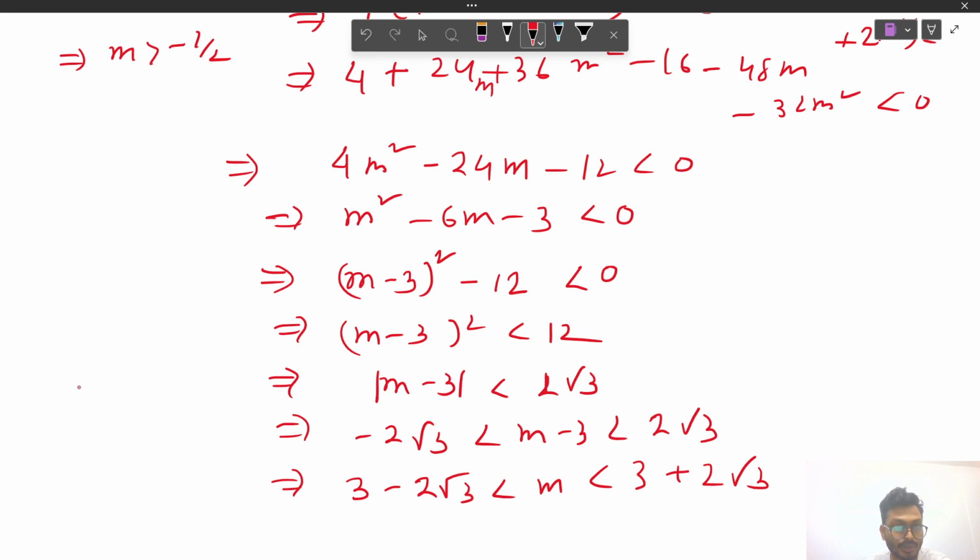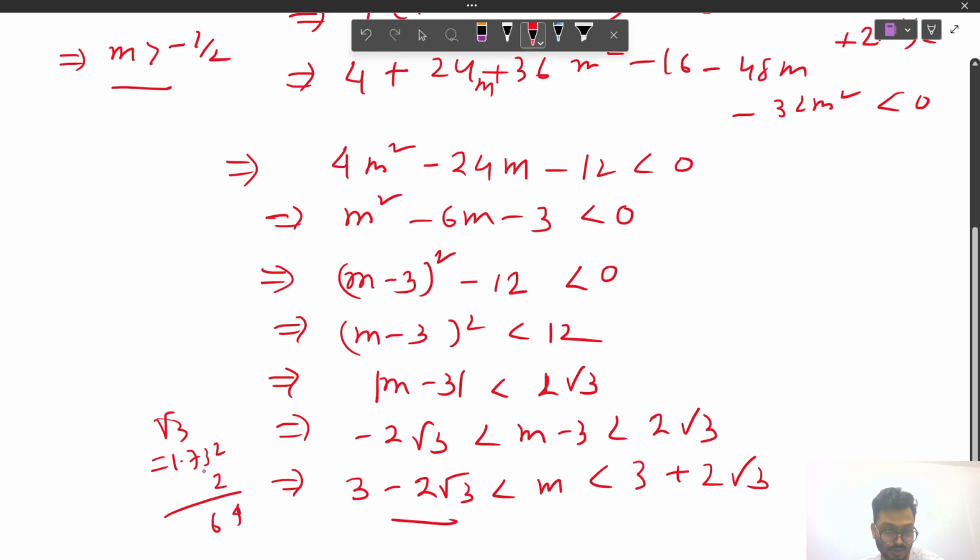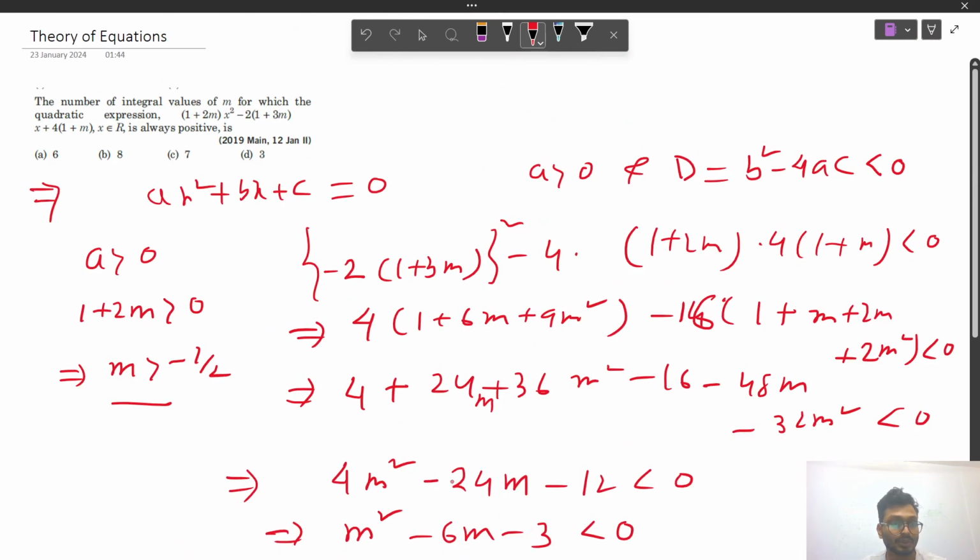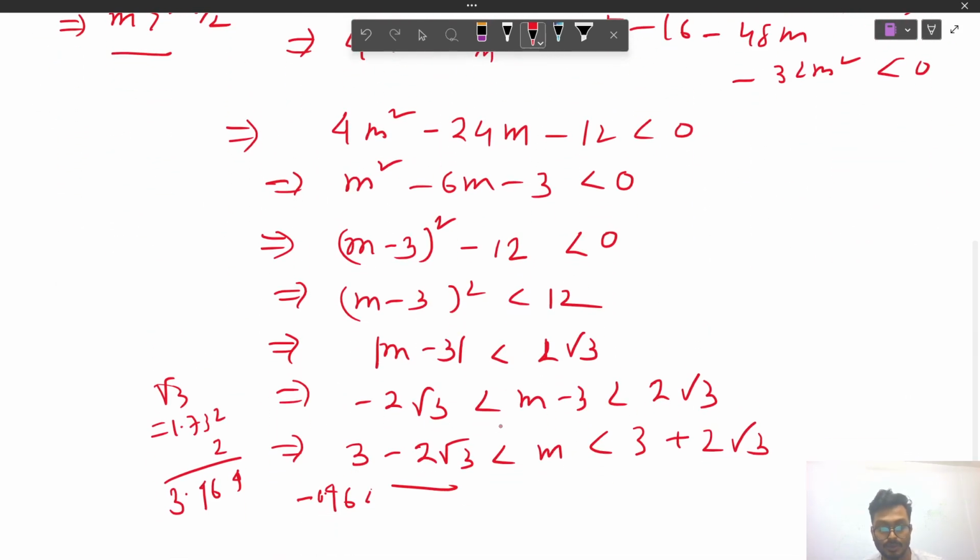Right? So we have to take the intersection of this and this. So what is the value of root 3? Root 3 is 1.732, into 2 is 3.464. So 3 minus 3.464 is minus something, minus 0.464. So we need the integral values. Here the lower limit is minus 0.4 and here the other condition is minus 0.5.